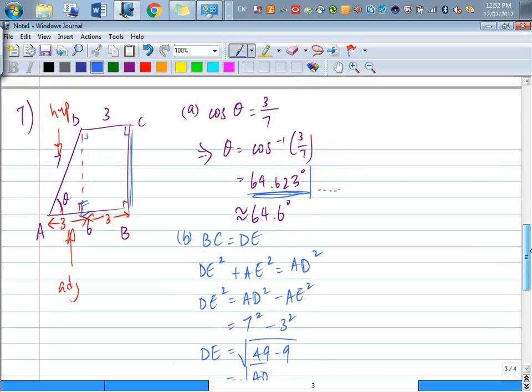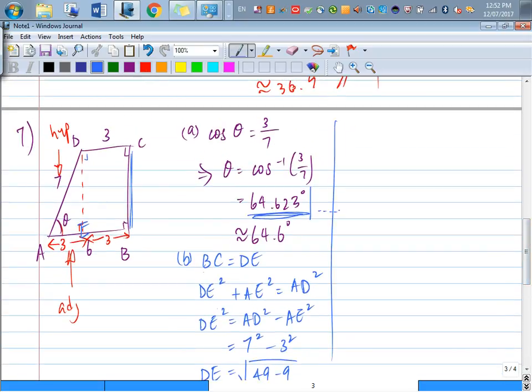And finally, to find the area of the trapezium, area of ABCD. What is the formula for the area of a trapezium?